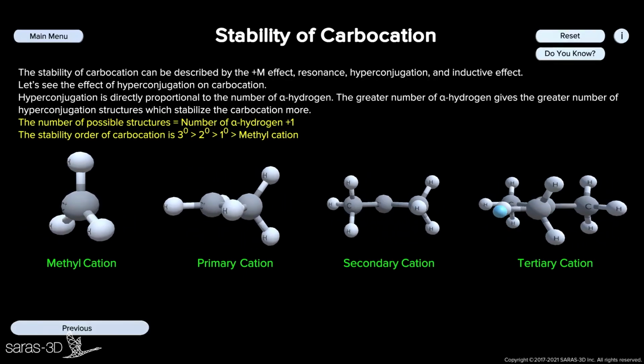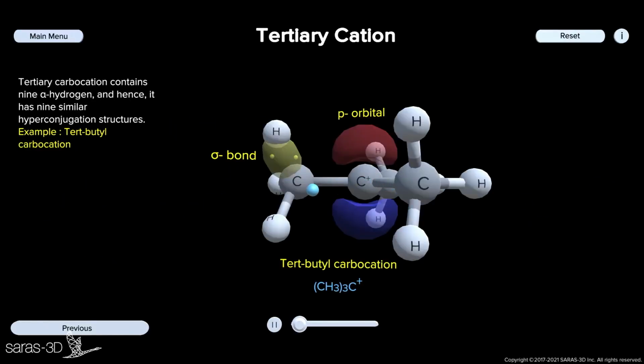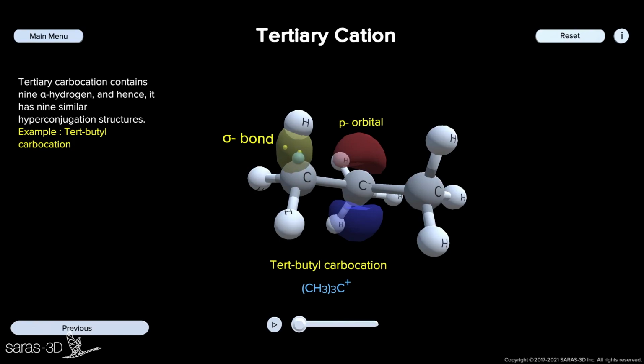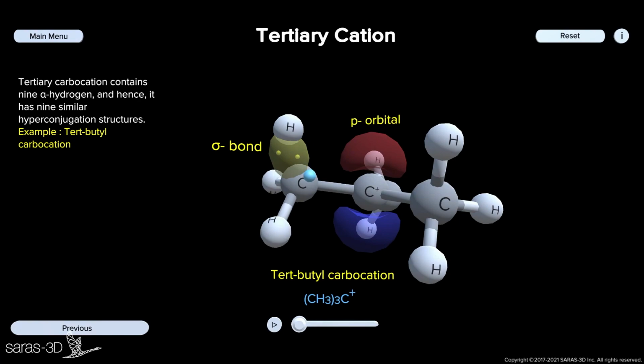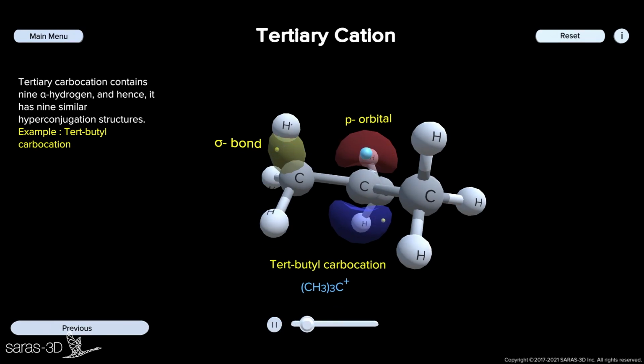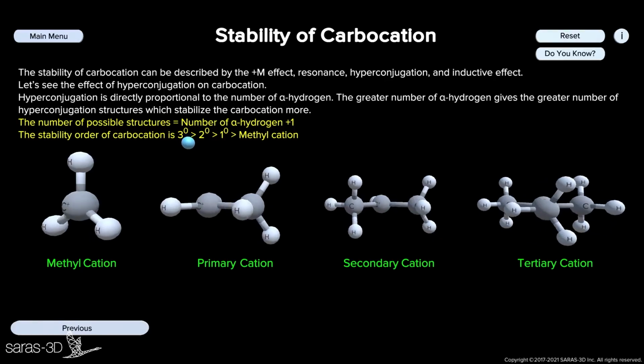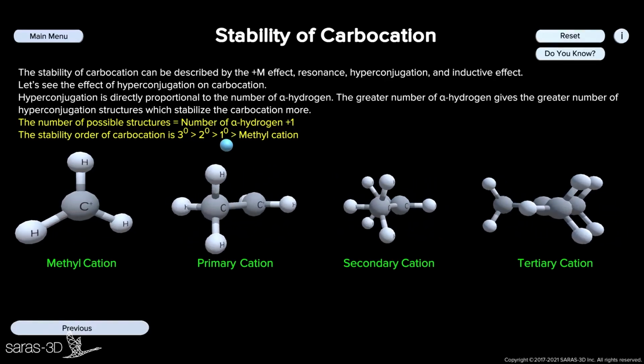So, here we can see which of the carbocations has got a maximum number of alpha hydrogen. Of course, it is going to be the tertiary carbocation, right? So, this tertiary carbocation contains 9 alpha hydrogen, okay? This is the tertiary butyl carbocation, and there are 9 alpha hydrogen, as we can see here. So, what happens here? There is the delocalization of sigma electrons of CH bond into the p orbital of this carbocation. As we can see here, the sigma electrons of the CH bond are delocalized into this p orbital of this carbocation. And likewise, the similar thing is going to happen with the other 8 CH bonds. So, the delocalization of sigma electrons of these 8 CH bonds is going to take place with this carbocation, and it will give us 9 similar hyperconjugation structures. So, if you talk about the stability order, tertiary carbocation is of course going to be most stable, followed by secondary carbocation, then primary, and then the methyl cation.